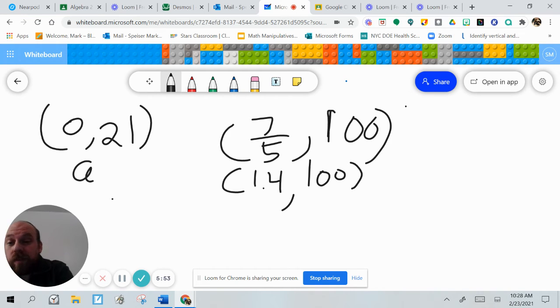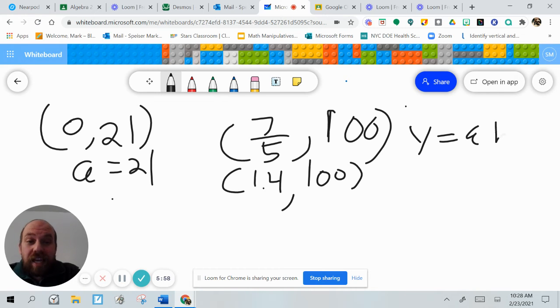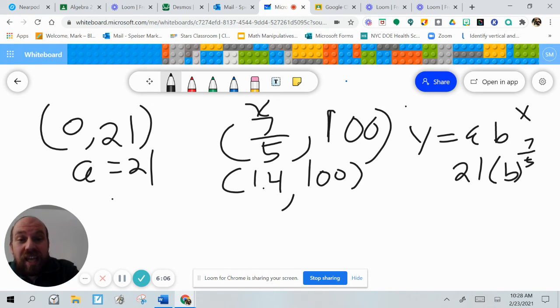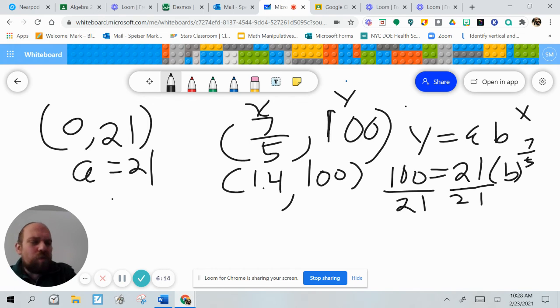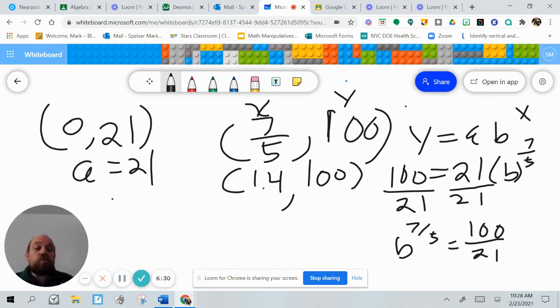So our a value is 21. We use our equation y equals a b to the x. A is 21. X is 7/5. And y is 100. We start off the same way. We divide by 21. 100 divided by 21 does not simplify. So we're going to leave it that way. So we have b to the 7/5 power is 100/21. Try not to round until the end.